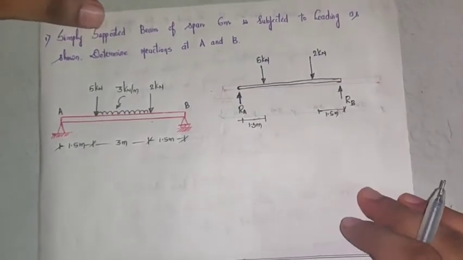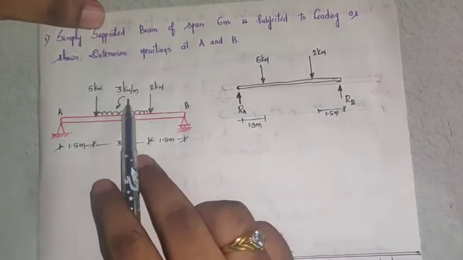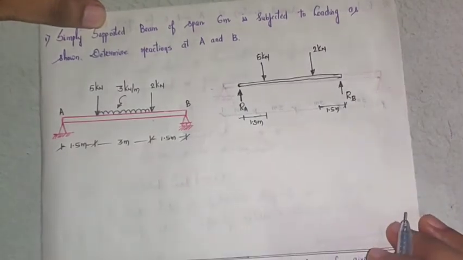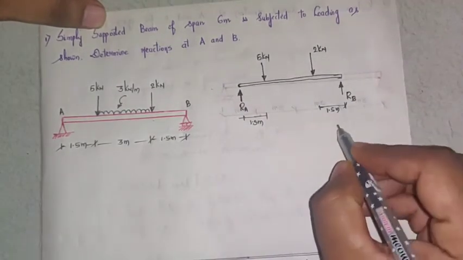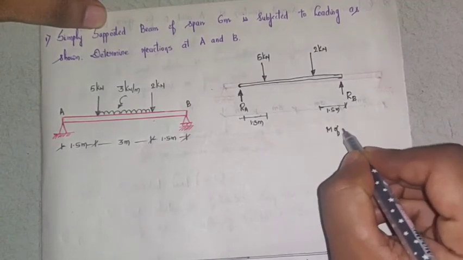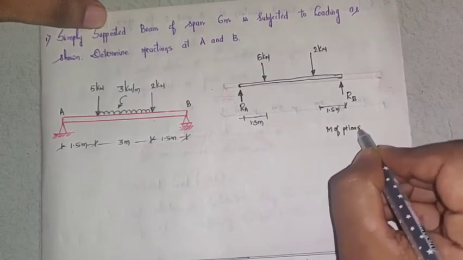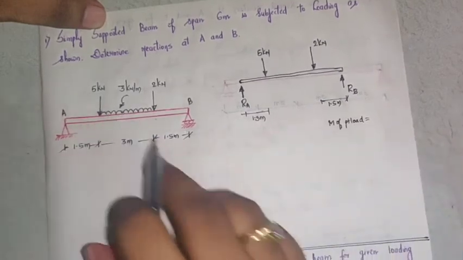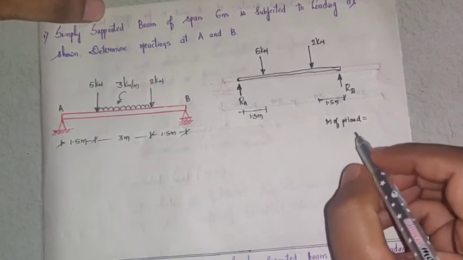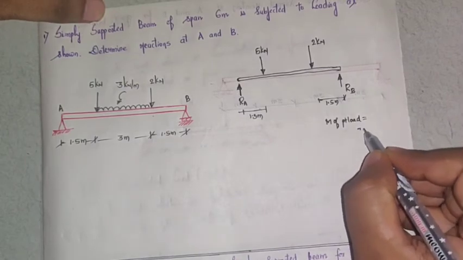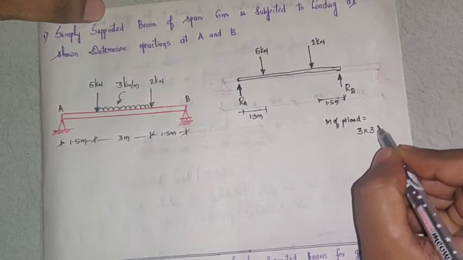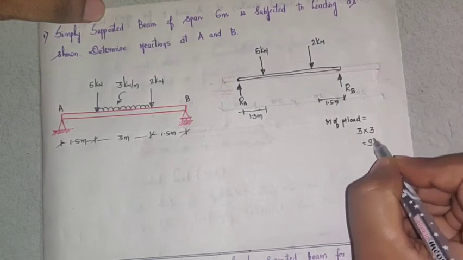Now in the last session I told you how to convert the intensity of load to a point load. How do you convert it? Very simple. The magnitude of the point load is given by the area of the UDL. UDL is also called a rectangular load. What is the area of a rectangle? It is base into height. So base here is 3 meters into height of 3 kilonewton per meter. So 3 into 3 is 9 kilonewton.